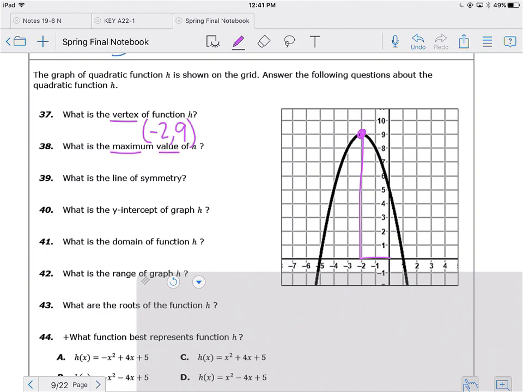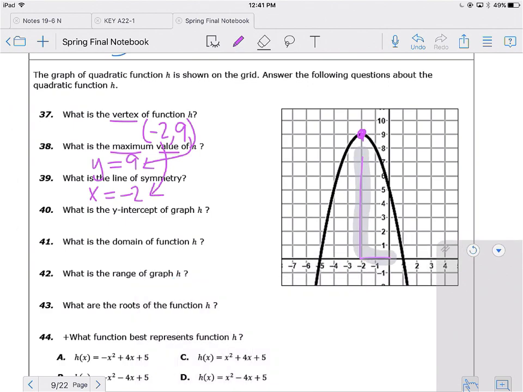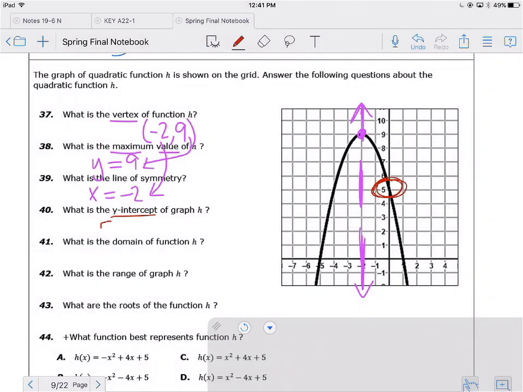The maximum value just means what is the y value of your vertex. The line of symmetry is always x equals x from your vertex because the line of symmetry goes through your vertex and splits your quadratic function, the picture of it, directly in half. And then lastly for this video, problem 40 asks for your y-intercept. Your y-intercept is where it crosses the y-axis. It crosses the y-axis at 5, and it could be listed as 5 or the point (0, 5).